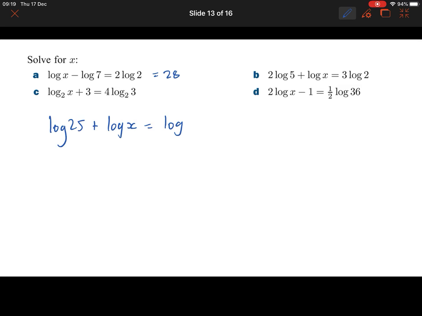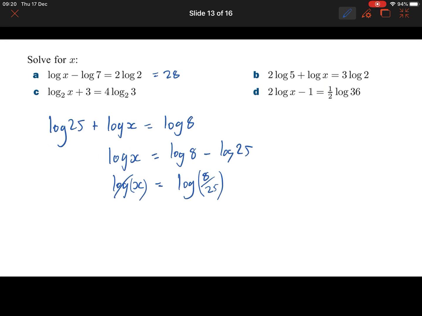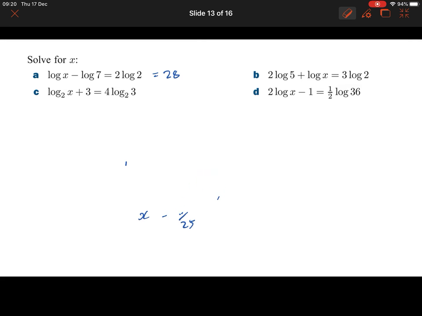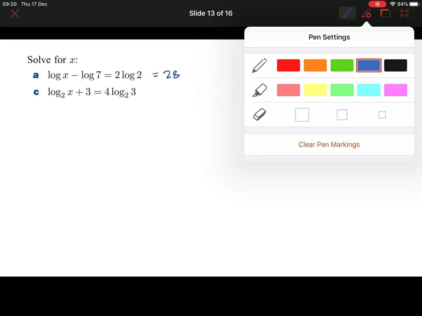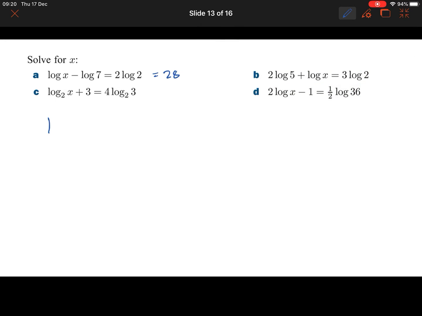Let's do B. I'm going to use rule number 4, log base of 25 plus log x equals log 8. Twice I used rule number 4 there. Log x equals log 8 minus log 25. Log x equals log of 8 over 25. Now I can simply cancel off the logs and see that x is equal to 8 over 25.